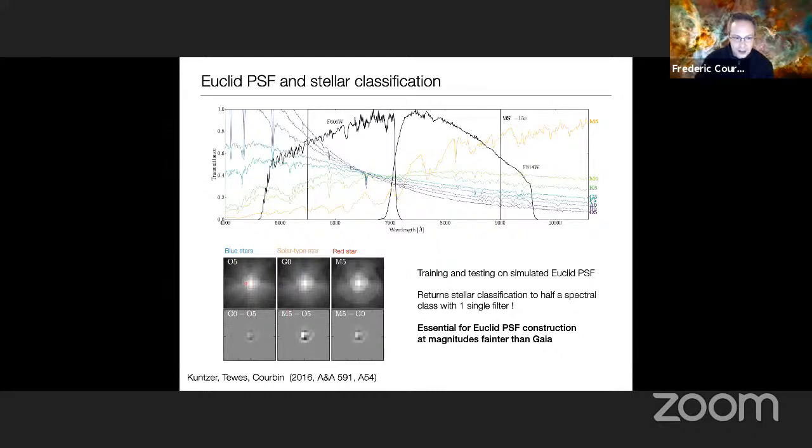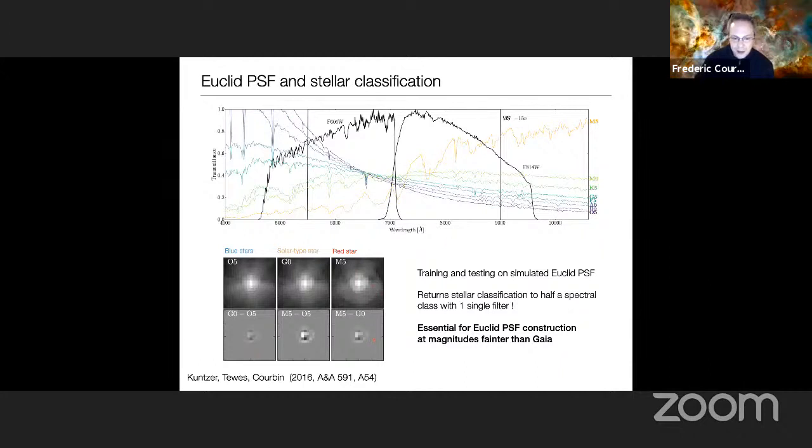So what we do is to train a neural network on different stars of different types and therefore colors. And since it's a space telescope, the PSF is diffraction limited, so the PSF doesn't have quite the same shape depending on the color of the object. That's what you see here. You have a red object here, a blue object. These two things don't have the same PSF.